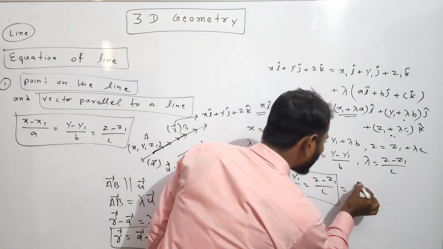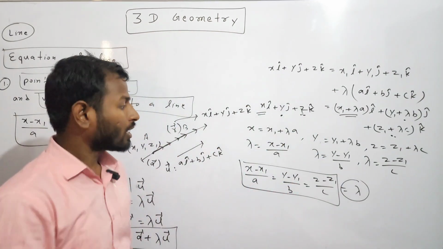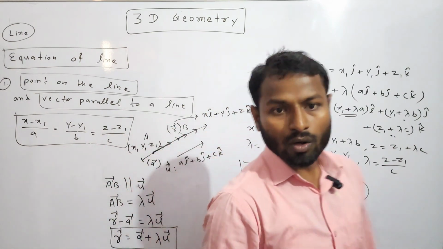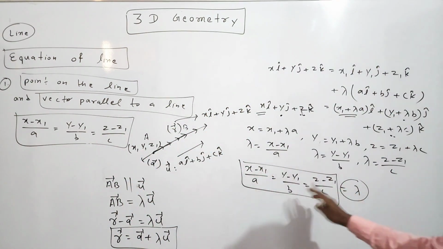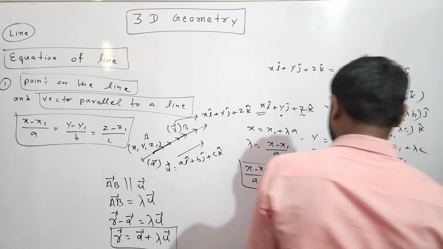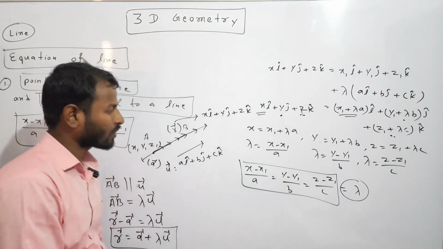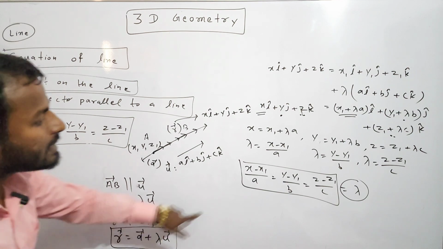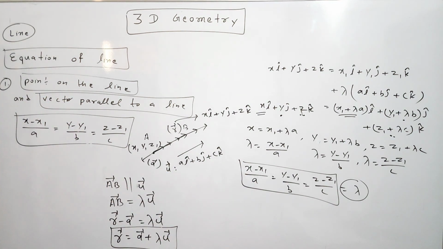Generally, we don't write lambda, but its role is very important. So when its role is important, we write it. Currently, no need. So this is the equation of line in vector form, and this is in Cartesian form.